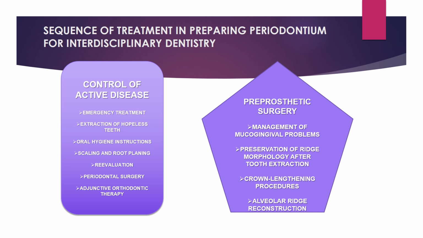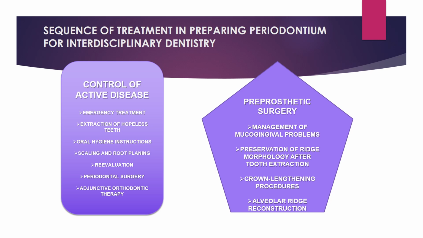Then comes adjunctive orthodontic therapy. Orthodontic treatment has been shown to be an adjunct. It has been shown to be successful as an adjunct to periodontal therapy. It should be done only after the active disease has been controlled. So any failure to control this active disease, active periodontitis, may result in acute infections or bone loss during tooth movement.